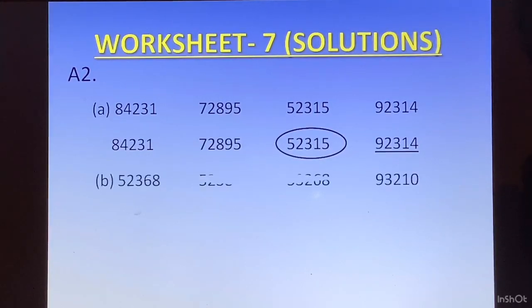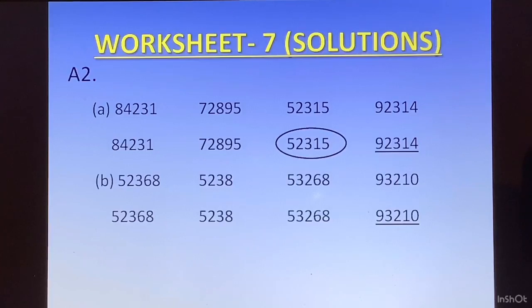B part. Here we have different number of digits. So smallest, you can easily make out, is the one which has got 4 digits alone. Then we have 5 digit numbers. Out of these 3 5-digit numbers, we will compare the first digit of all. So we have 5, 5 and 9. 9 being the greatest, the greatest number is going to be 93210. And for the smallest, we had already identified that the smallest is going to be the 4-digit number.